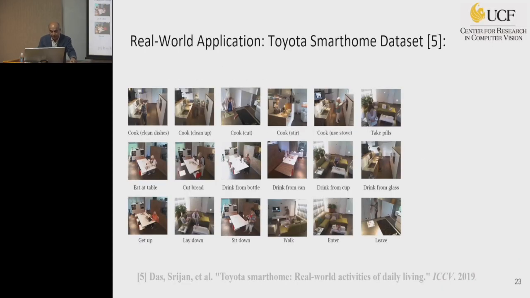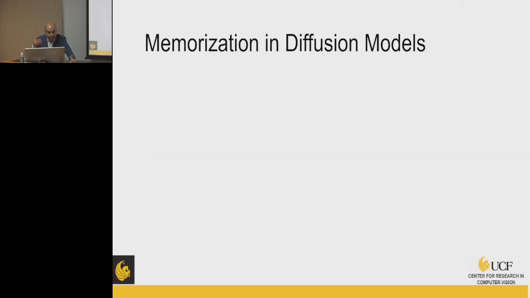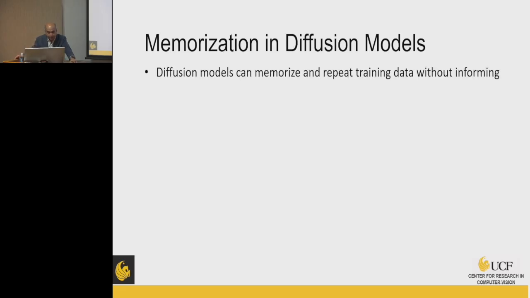Right? So here is an example of this Toyota Smart Home data set. These are different activities in the homes. There are cameras looking at that. And it's good to have these systems where we can observe, say, an elderly person, but the question is, are they private?